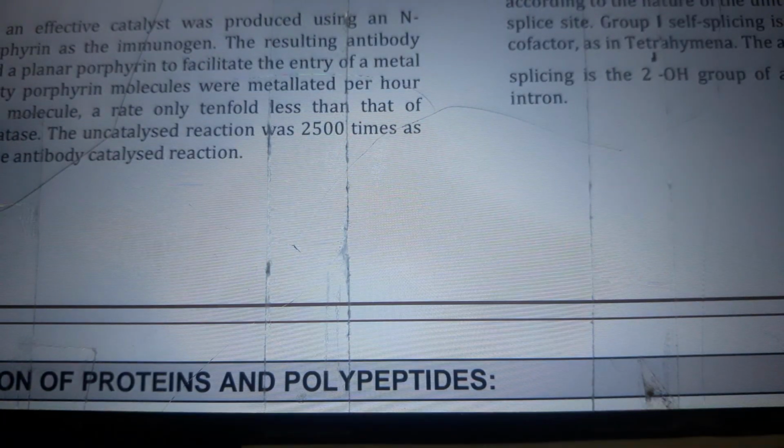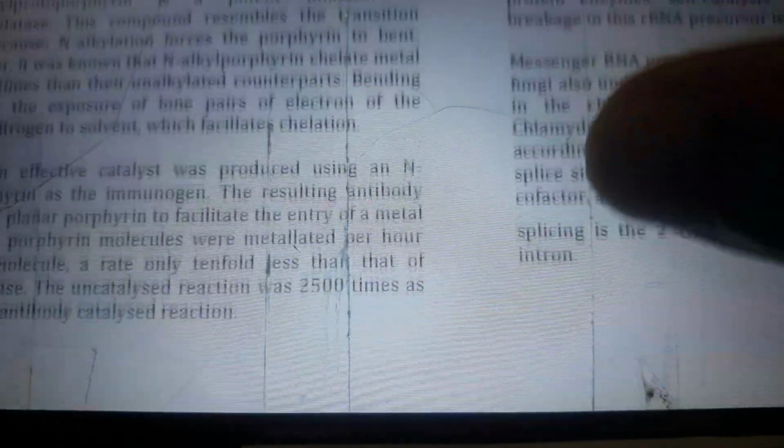Indeed, an effective catalyst was produced using an N-alkyl porphyrin as the immunogen. The resulting antibody distorted a planar porphyrin to facilitate the entry of a metal ion. 80 porphyrin molecules were metallated per hour per antibody molecule, a rate only tenfold less than that of ferrochelatase. The uncatalyzed reaction was 2,500 times as slow as the antibody-catalyzed reaction.